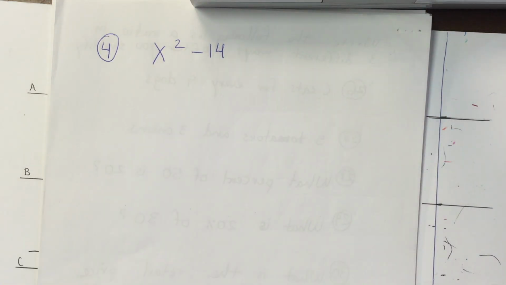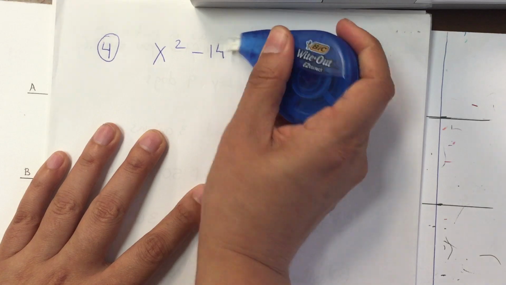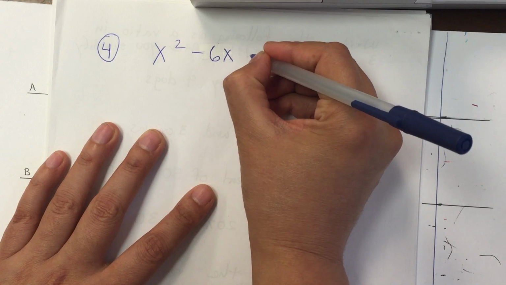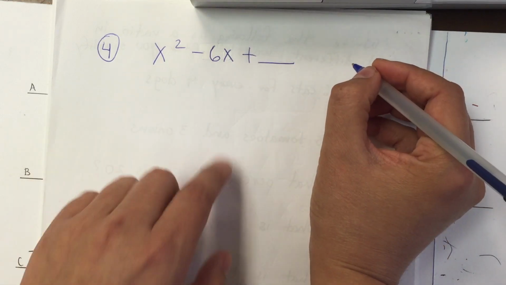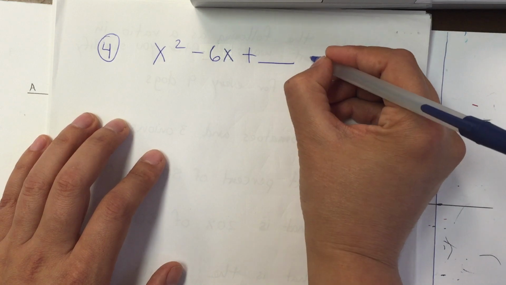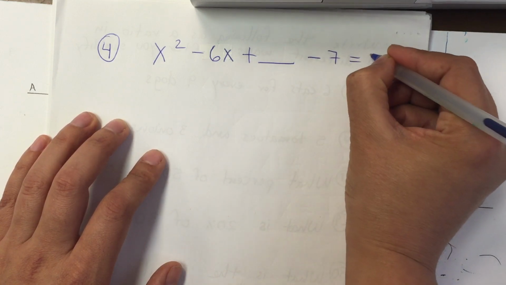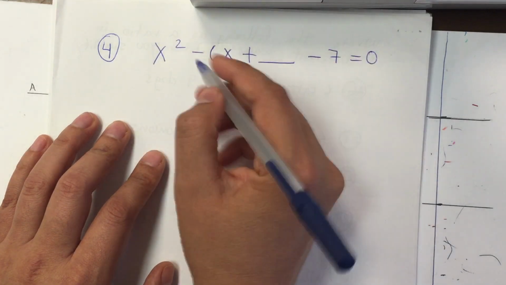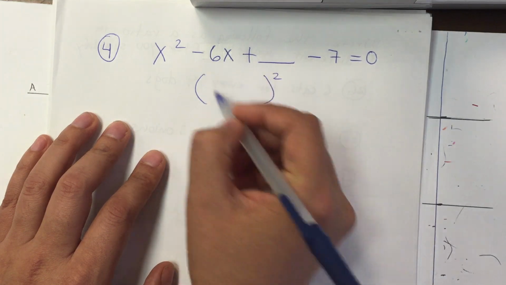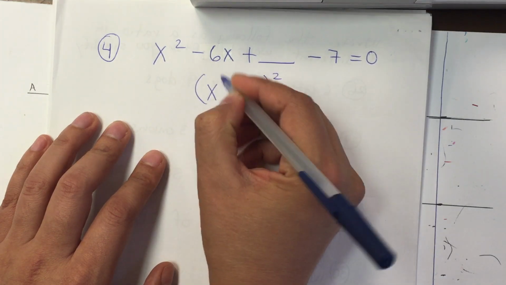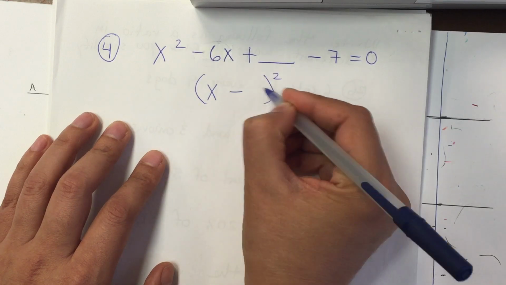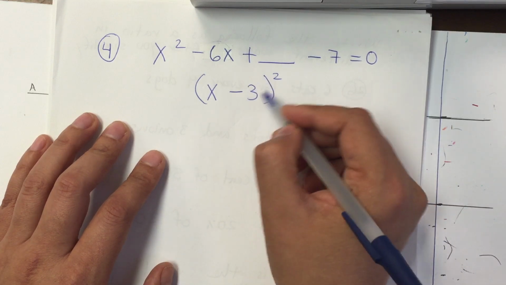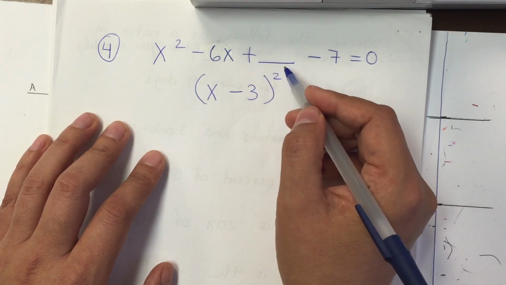Sorry, it's -6x. So x squared minus 6x plus another piece of the square that we're missing, -7 is equal to 0. How can I complete this square? Well, this is going to help us. We take the square root of this. We get half of the middle term, which is -3. And that's the number that we're going to square to add to complete that square.